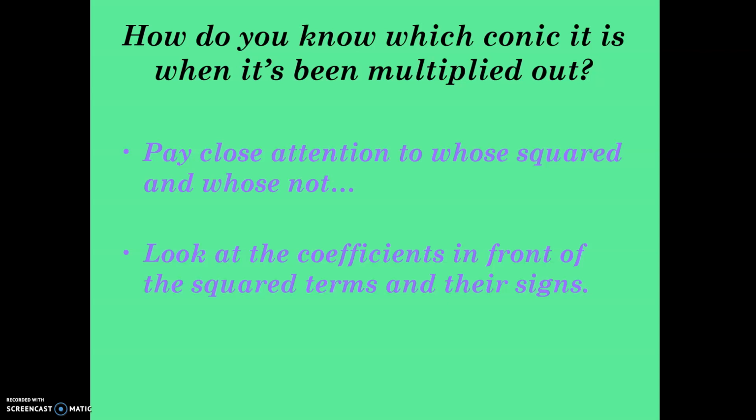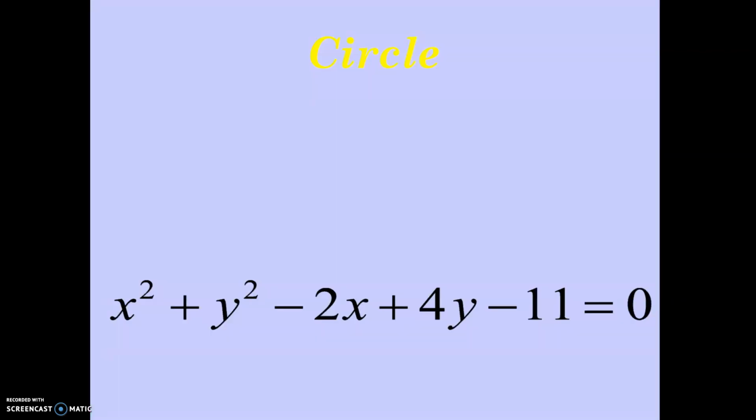All right, so how do you know? Look at who's squared and who's not. Look at the coefficients. Are they the same? Do they have the same sign? Do they have opposite signs? And when you're doing these comparisons, make sure that your x squared and your y squared terms are on the same side.